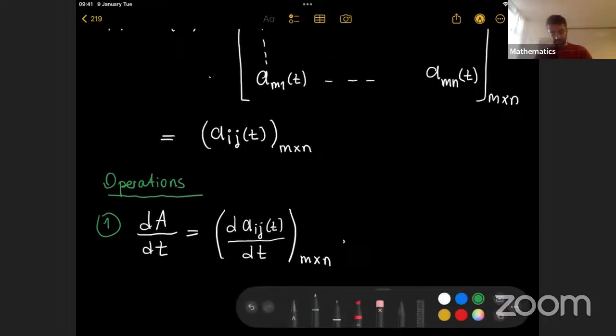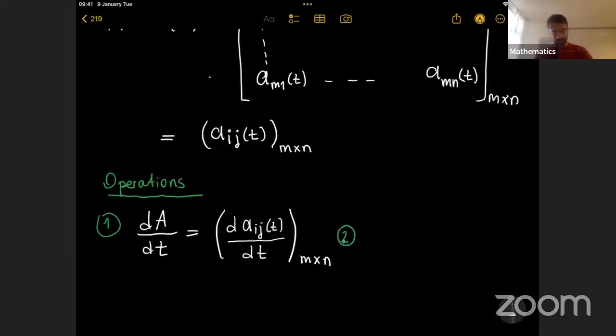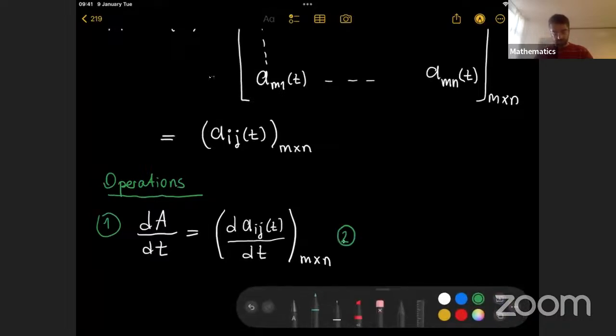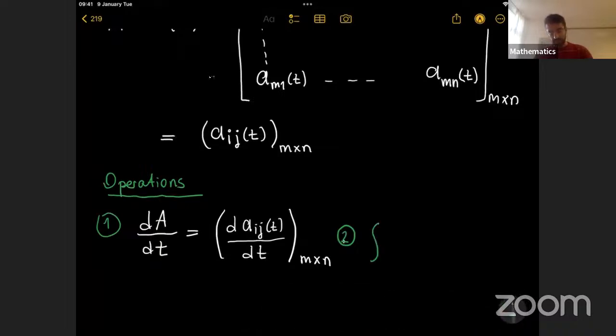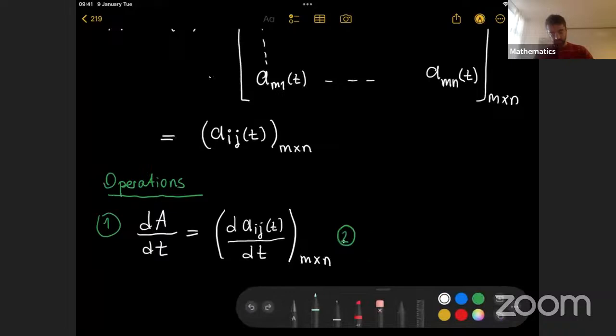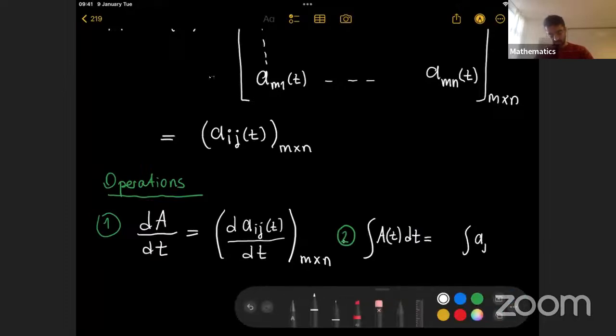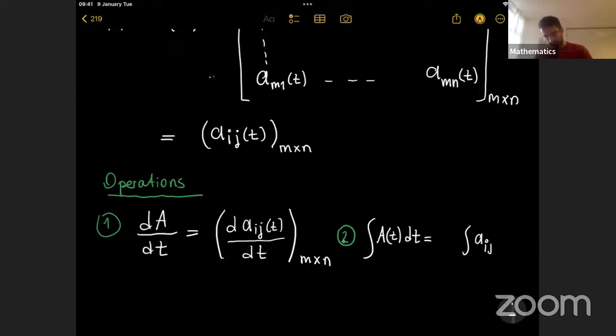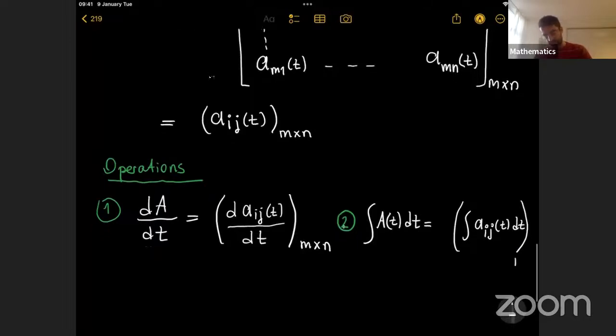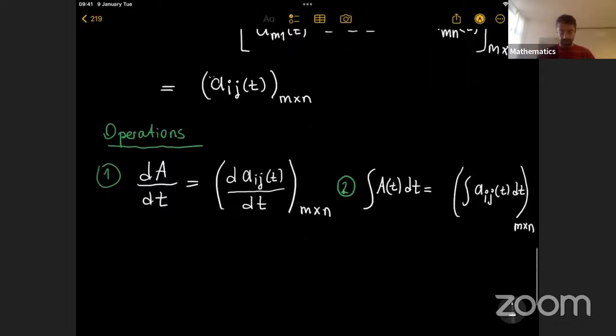And there is one more operation, the integral, right? Integral is basically you integrate each term. So it's going to be the integral of A(t) dt, which is basically you integrate a_ij(t) dt, and you look at the matrix with these entries, all right?